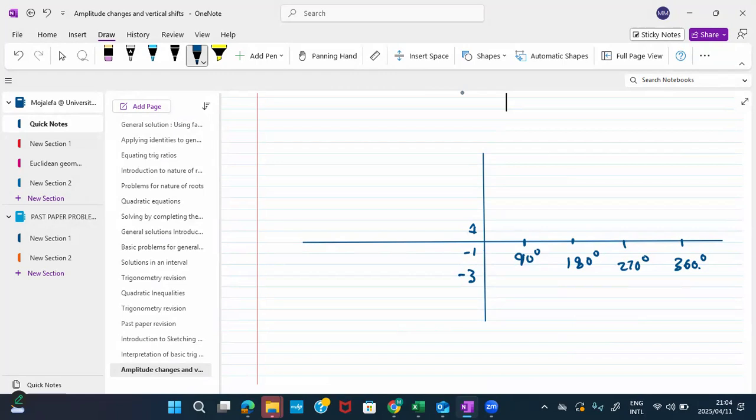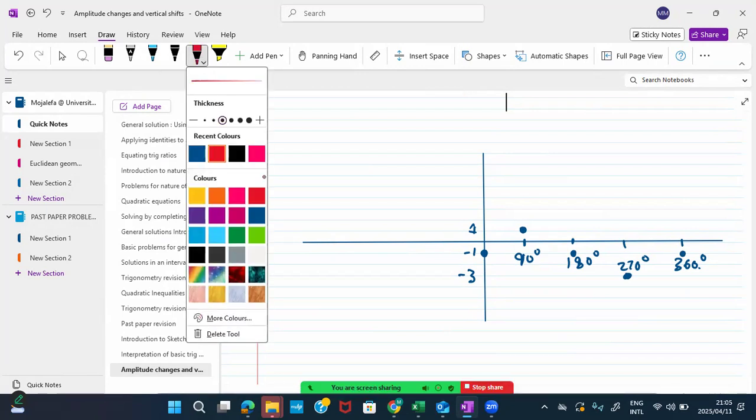For zero, you must have the point -1. So I come here. I have a -1. For 90, it must correspond to 1. I come there. Then I go to 180, it corresponds to -1. I put a point there. Then I go to 270, it corresponds to -3. I go there. Then I go to 360, it says -1. I go there. Then I connect now. I just connect all my points.